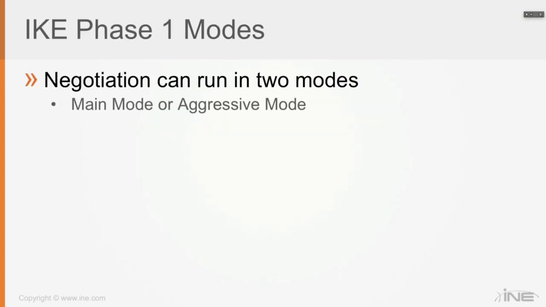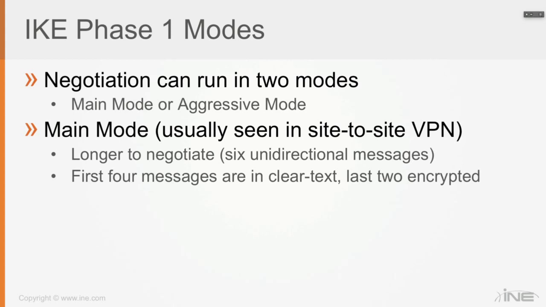Now, phase 1 can run in two modes, main mode or aggressive mode. Why do we have two modes? It's a long story. Main mode is usually seen in site-to-site VPNs. It's longer to negotiate. It's going to be 6 unidirectional messages, where the first 4 messages are in clear text because they have to send back and forth the ISAKMP policies and those public keys, and the last 2 messages are going to be encrypted with the secure key material derived by the Diffie-Hellman exchange.